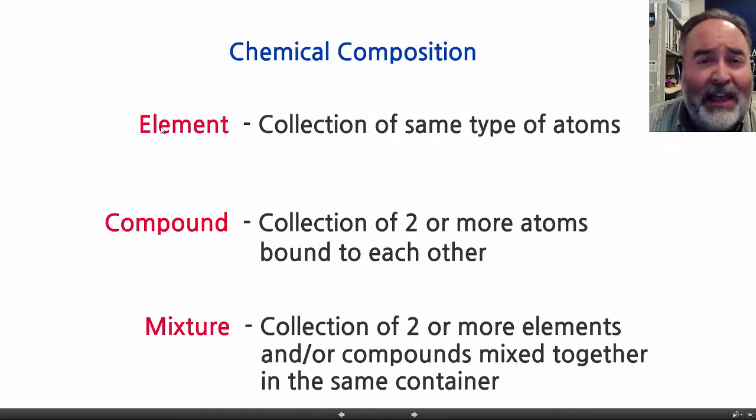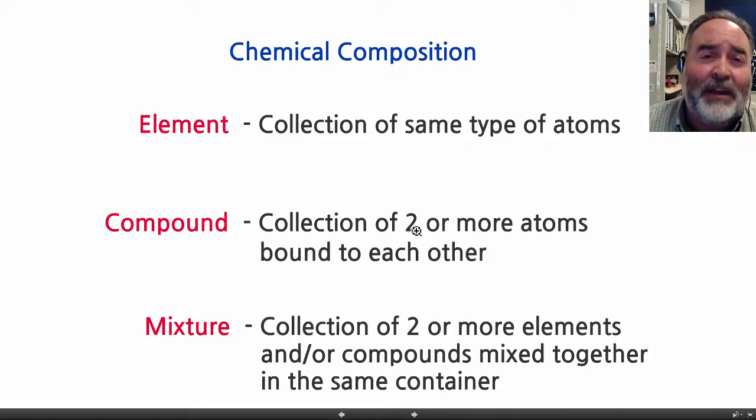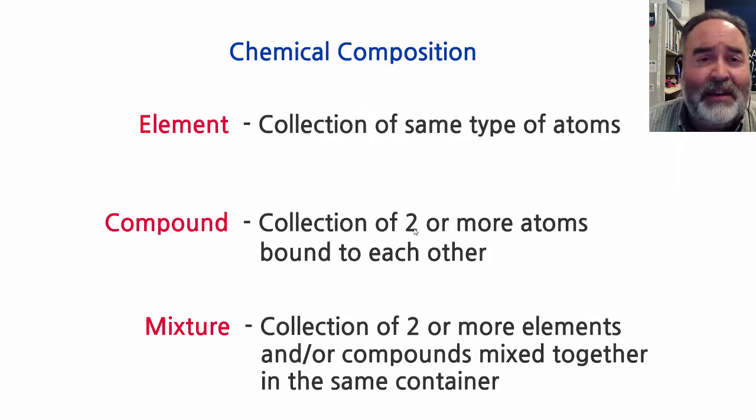So if we take an element, which is those abbreviations on the periodic table of the elements, it's a collection of the same type of atoms. A compound is a collection of two or more atoms that are actually connected or bound to each other. The compound can be the same atom or different atoms. So diatomic helium, H2, is a compound, even though it's made only of helium.